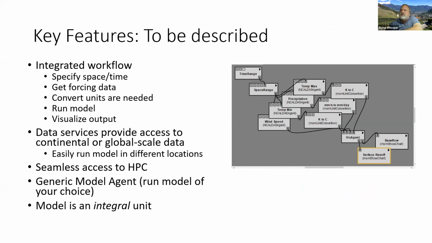In general, what's going to be described here is how to use these tools to make an integrated workflow where you, again, specify a spatial and temporal range of interest. You get forcing data that you need to drive a model, convert the units as needed, run the model, and visualize output. Data services provide access to continental to global scale data.